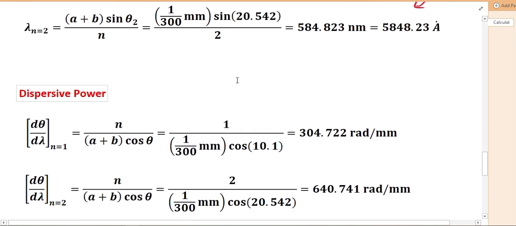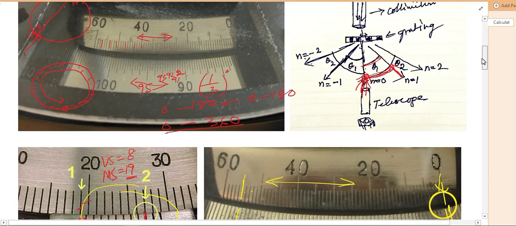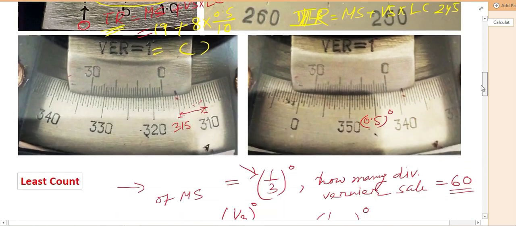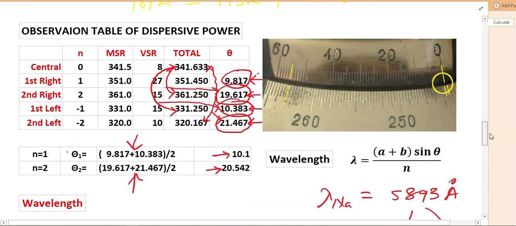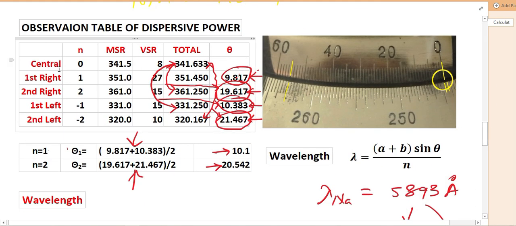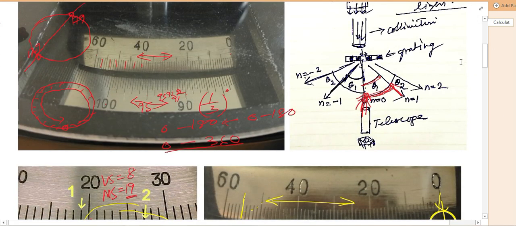So in this part, what we have looked at, first we have calculated the least count. I have shown you how to calculate the least count, and we have calculated the least count to be 1 over 180, and then you take the reading for different positions of the telescope for the lines that you see: first line, second line on the right hand side, first line, second line on the left hand side, and then the central line. And this is the main figure that you have to remember.